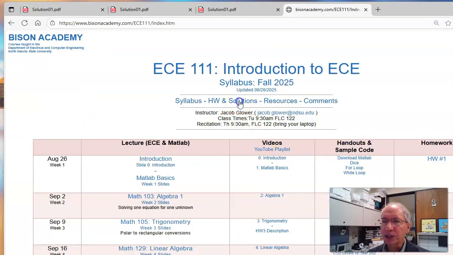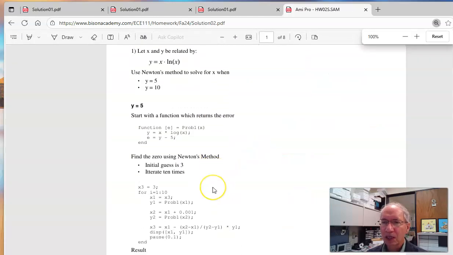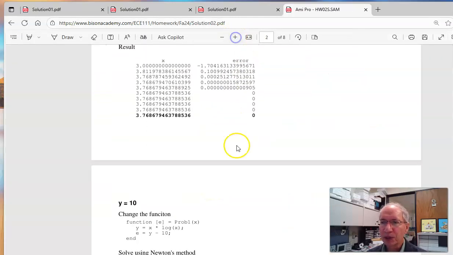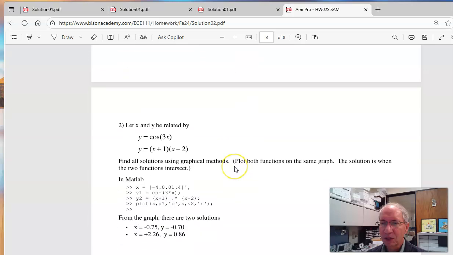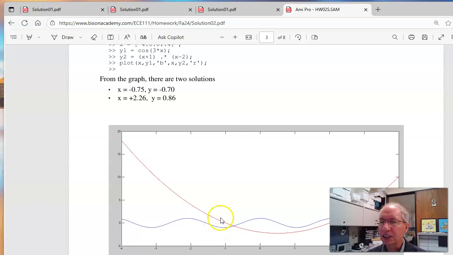under homeworks and solutions, these have homework problems and solutions from the previous semesters. Go under homework set number 2, and problem number 2 is here. So here's the Matlab code that lets you plot the two functions together. Where the two functions intersect is the solution. That's something we'll cover in week number 2. For now, all I care about is here's the answer.